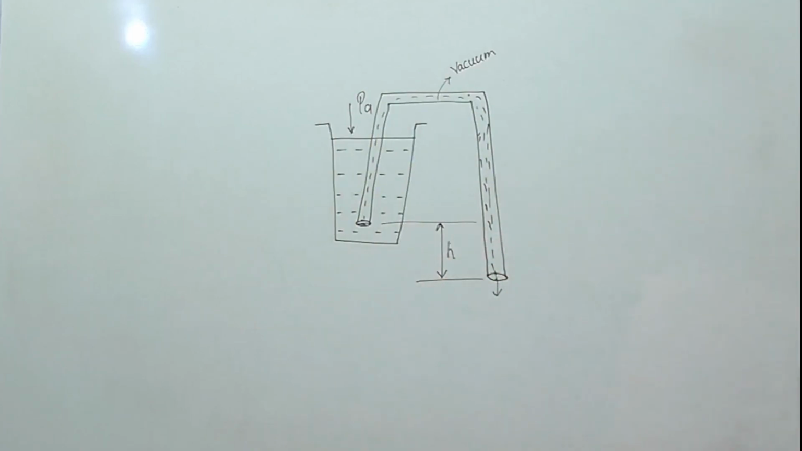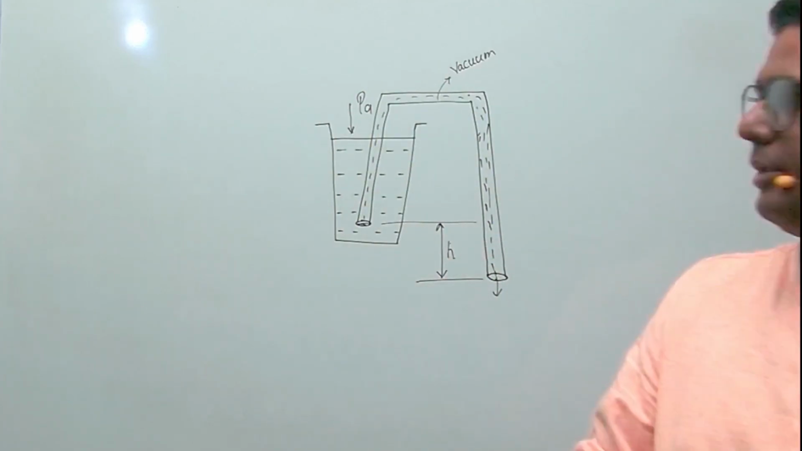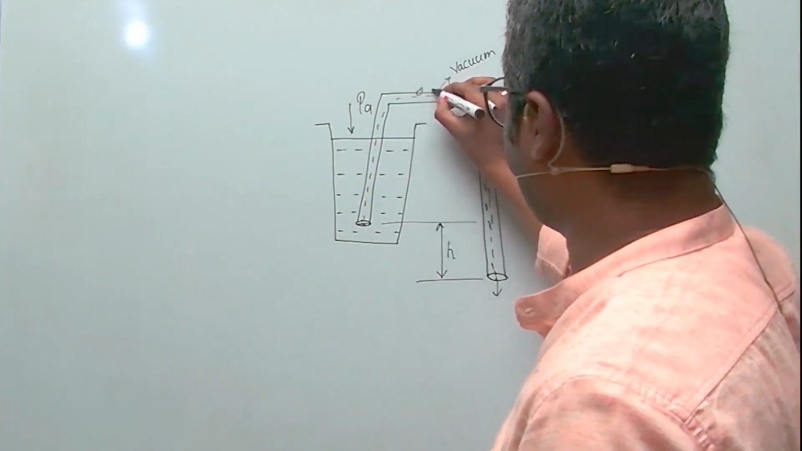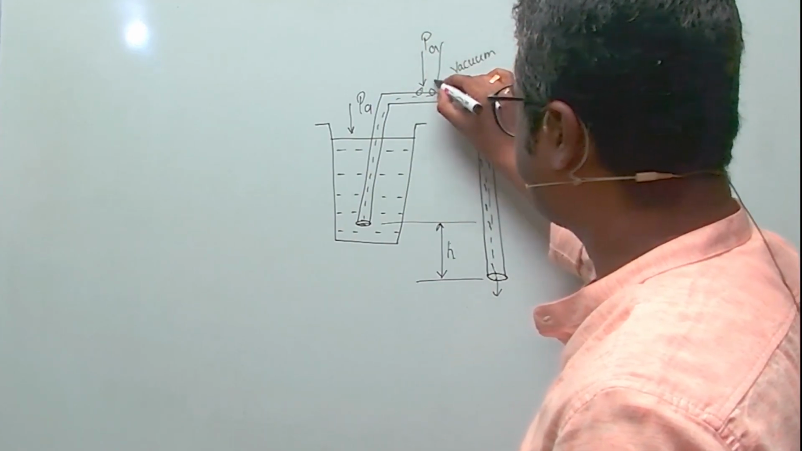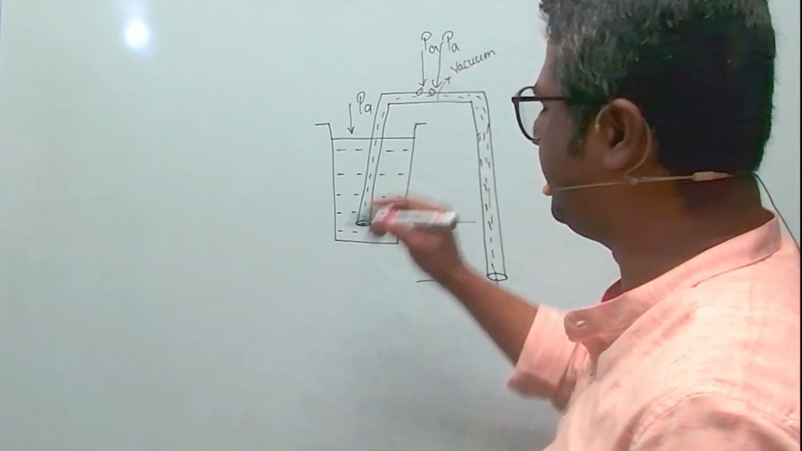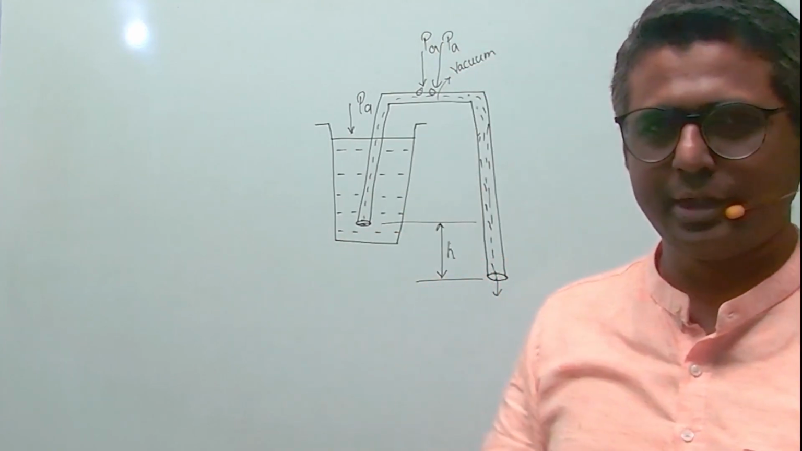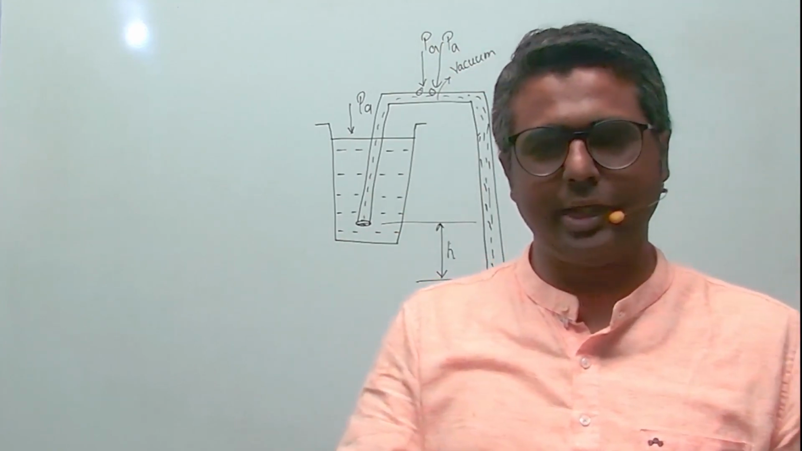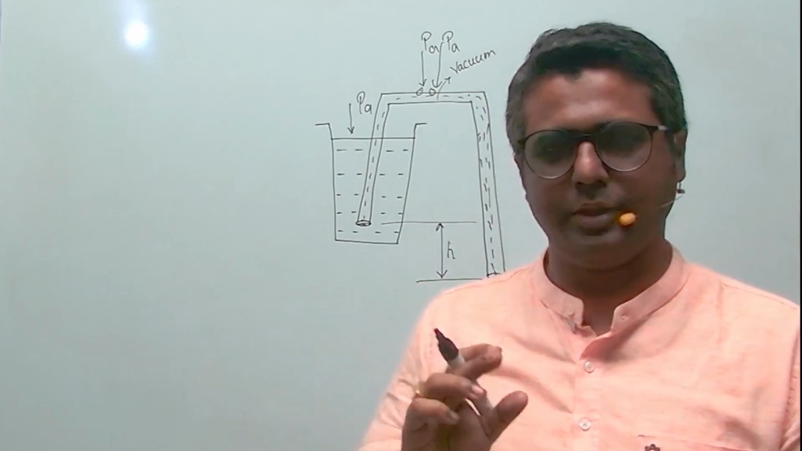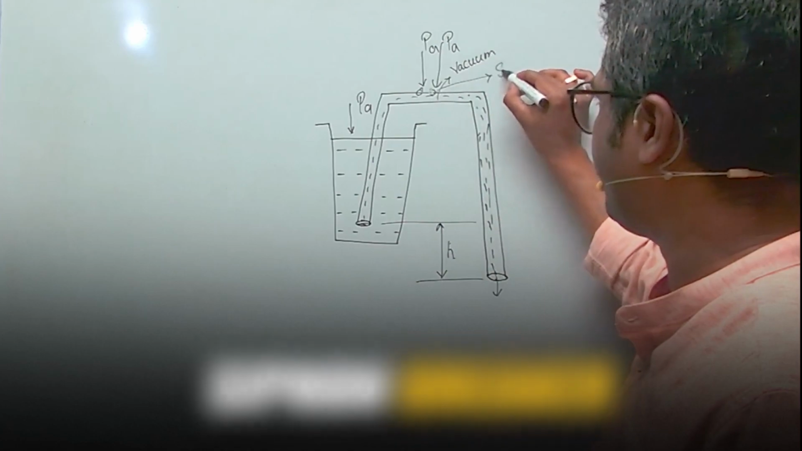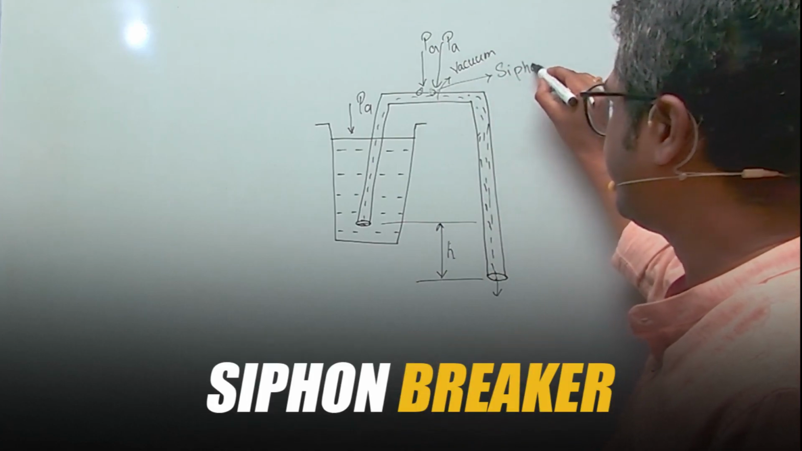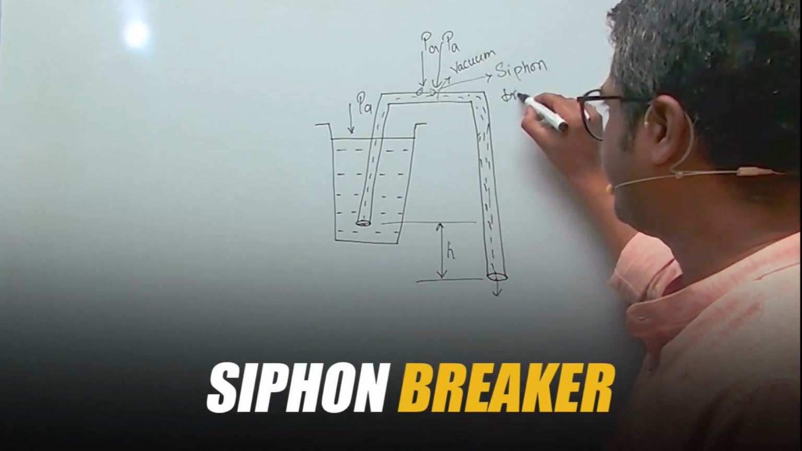I had made two holes. As soon as I make holes over there, atmospheric pressure is acting all the time. So that is why when Shubhajit Da tried the same thing, it didn't work. But when I gave him the correct siphon, it worked. Now this type of hole is called a siphon breaker.